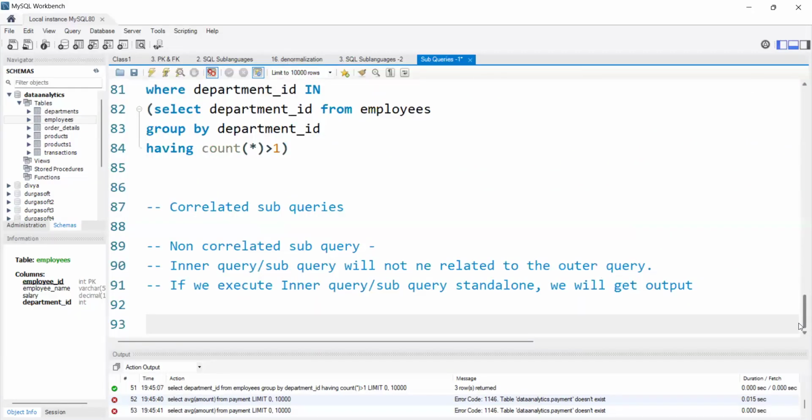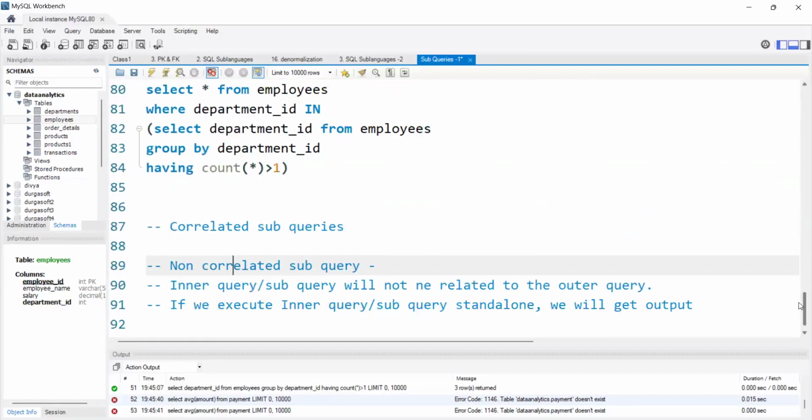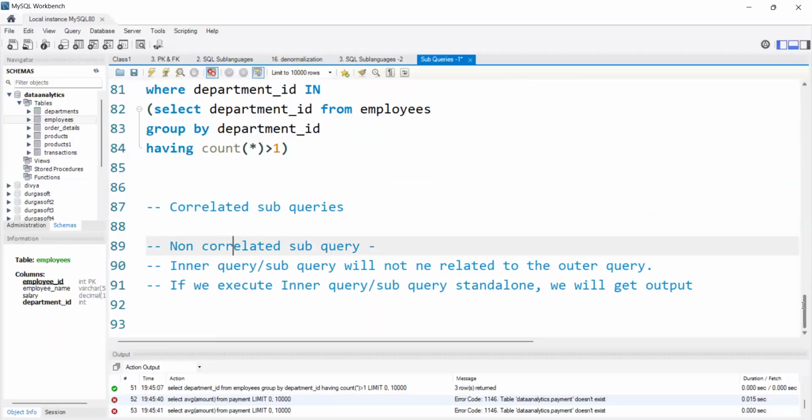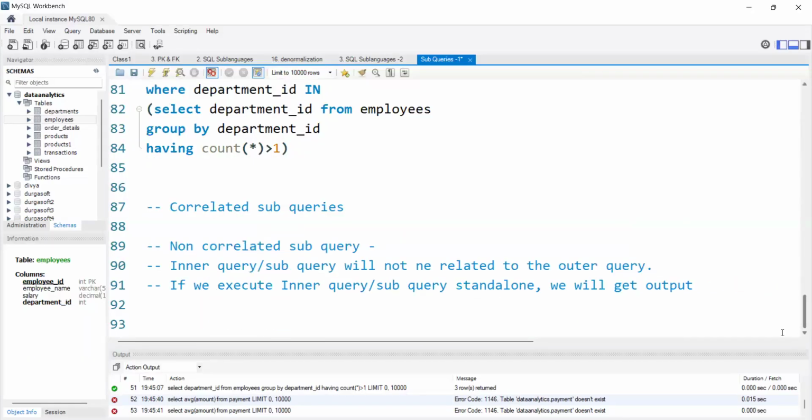For now, all the queries which we covered in single and multi-row subquery come under non-correlated, because the basic concept is that the inner query or subquery will not be dependent on the outer query. Now let's see what correlated subqueries are. I will write it here at the bottom.